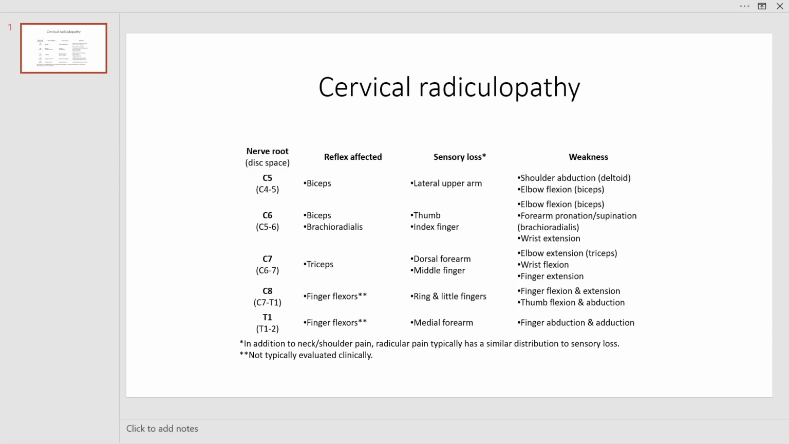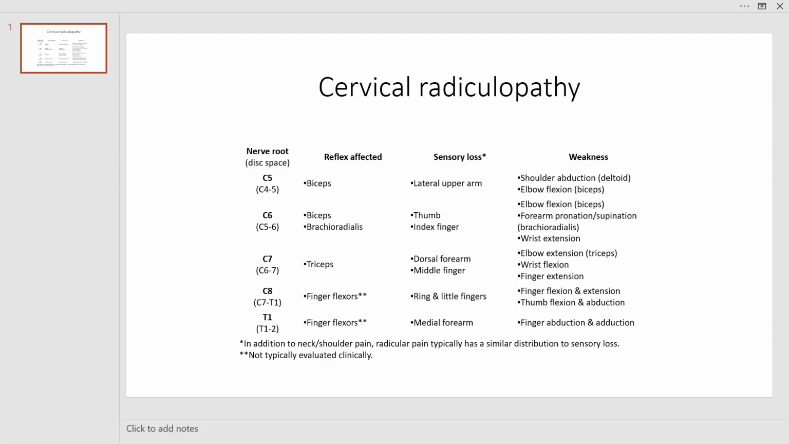In C8, there is finger flexors. In T1, also finger flexors. These two are usually not typically evaluated clinically, and in C8, the sensory loss is ring and little finger, and in T1, the medial forearm.